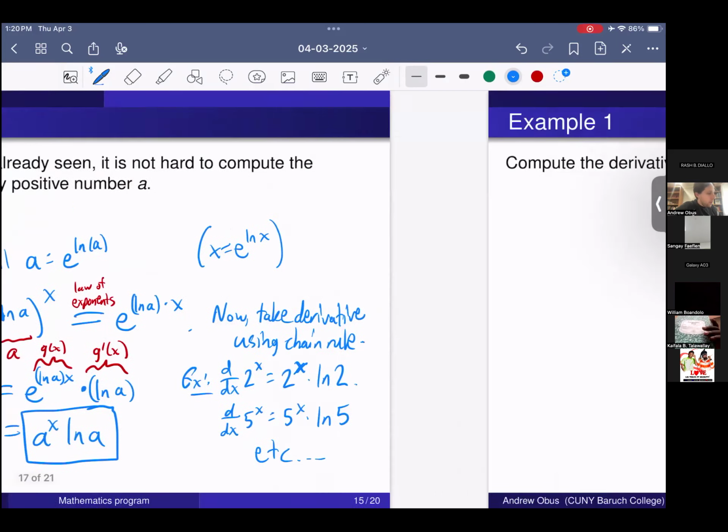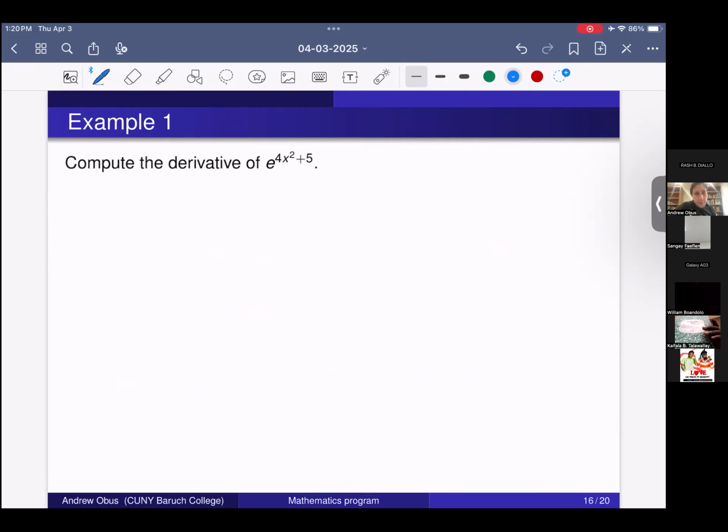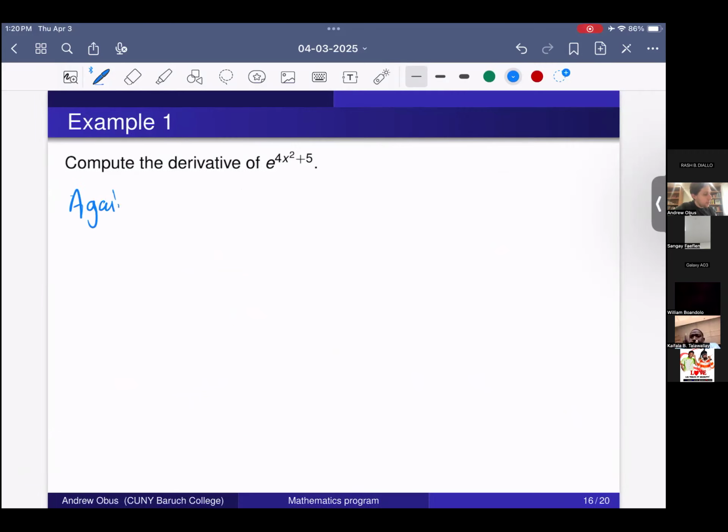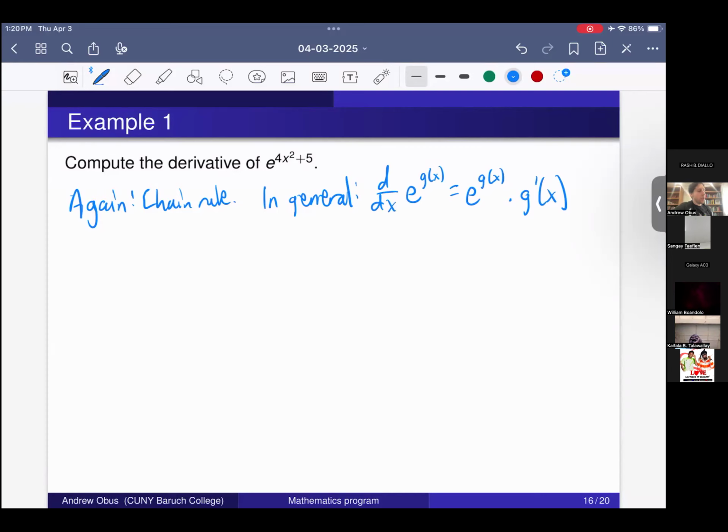Okay. All right, so let's just do some practice. Let's compute the derivative of e to the 4x squared plus 5. Again, this is just the chain rule. Maybe I should say in general, the derivative, as we've seen, of e to the g of x is just equal to e to the g of x times g prime of x. This is a general formula that comes from the chain rule.